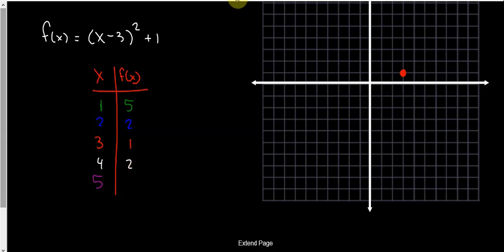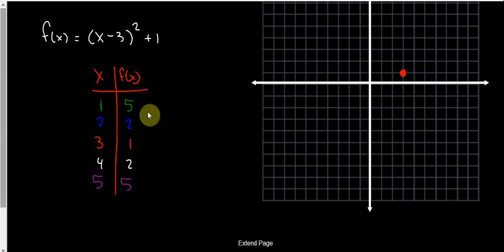Put a 5 in there. 5 minus 3 is 2. 2 squared is 4. 4 plus 1 is 5. Look at this interesting symmetry we get on each side of the vertex. But I should be able now to happily graph this.